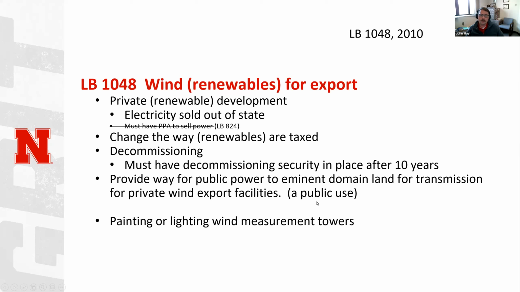LB 1048 also provided a way for a public utility to use eminent domain on land for transmission to service the private wind facility, or in this case, renewable facility. They said that transmission is a public use, even if it's to serve a private utility. And then they also added painting and lighting of met towers. Now, I told you a second ago that LB 155 last year added two words to that law, rebuttable presumption. They said that the fact that it is a public use is a rebuttable presumption, which allows the landowners who might face eminent domain at least some ability to fight that in court and rebut that it is a public use. They didn't have that before, and they put that in place.